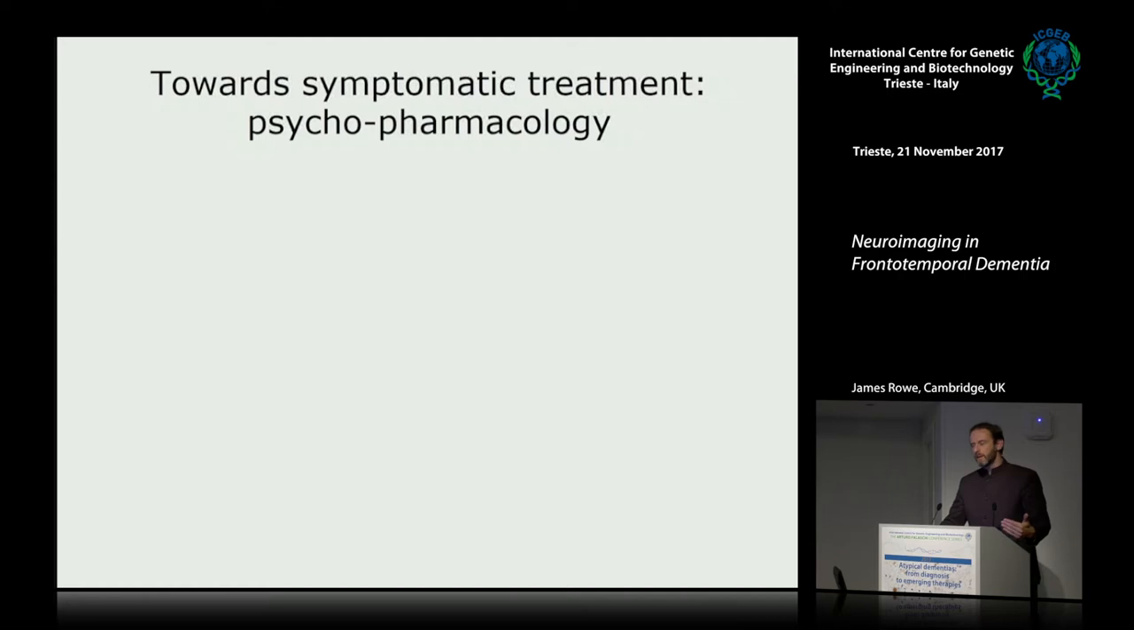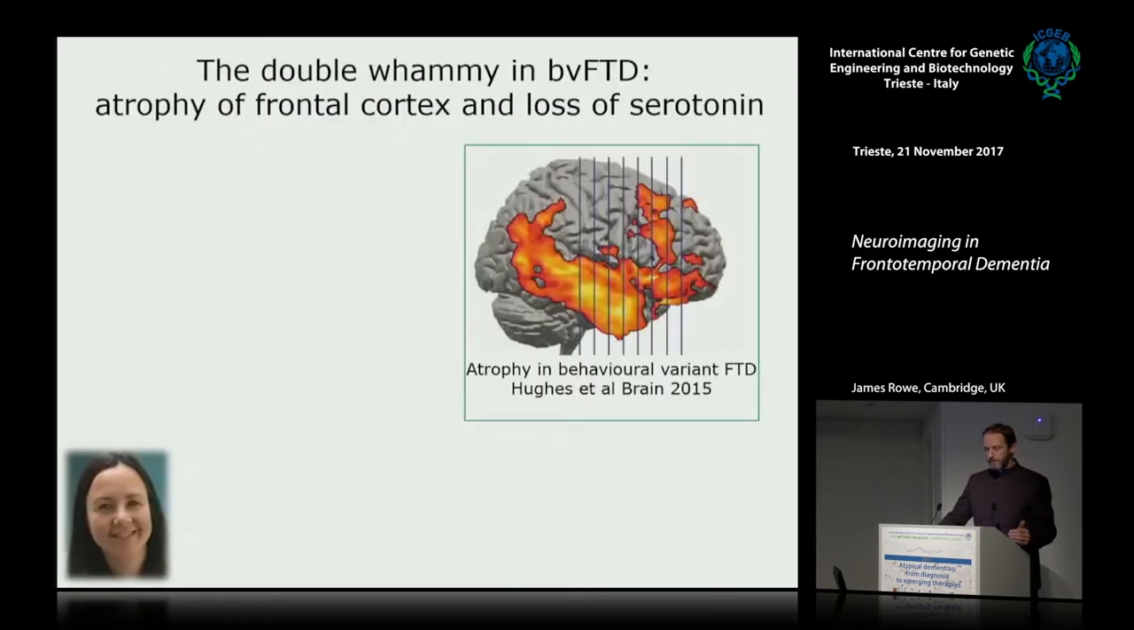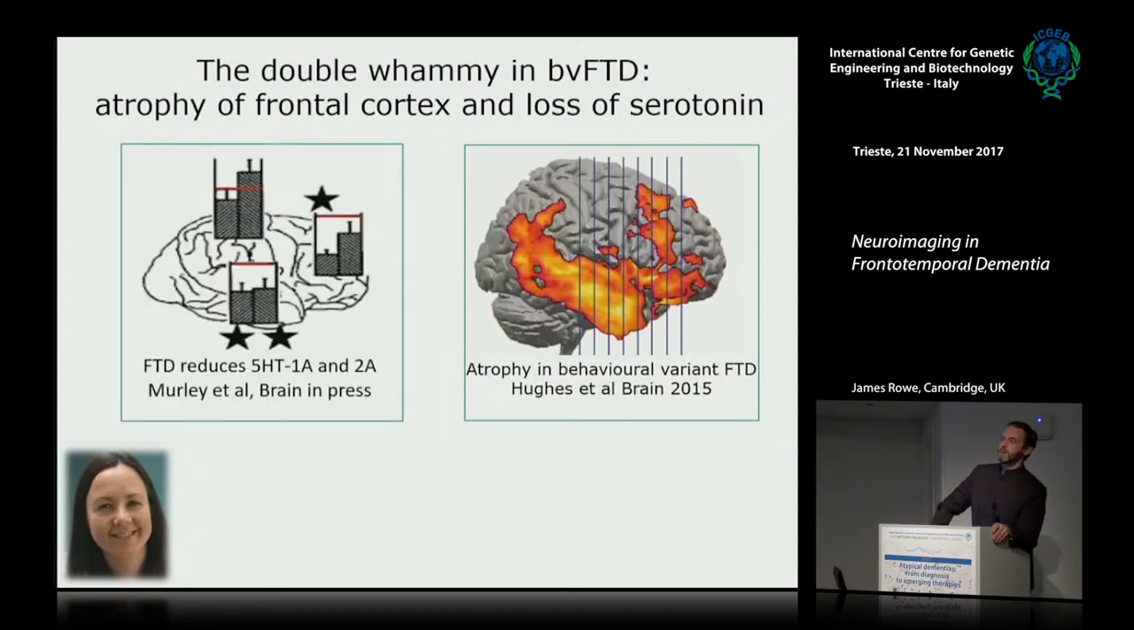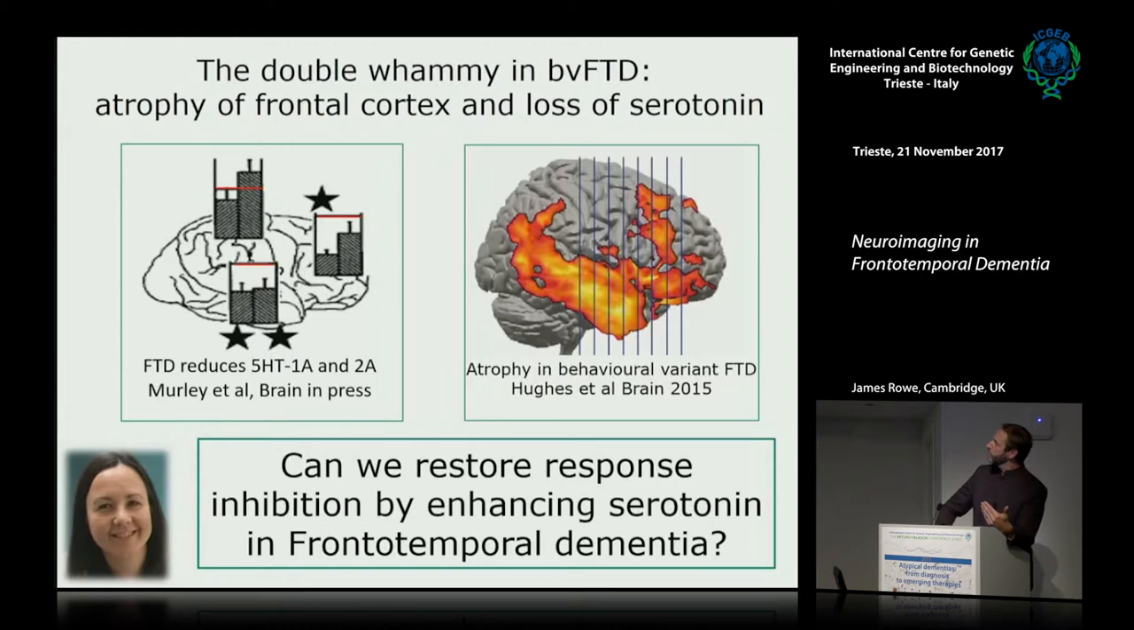I'm going to move to how imaging can help facilitate symptomatic treatments, particularly with psychopharmacology. We'll all be familiar with the frontotemporal atrophy in behavioural variant FTD. From my point of view, there's not much we can do to reverse that atrophy. You might try and prevent it, but you certainly can't reverse it. But what you may not know is there's a marked serotonergic deficit in the frontal and temporal lobes. That is potentially amenable to restoration pharmacologically. So one has the hypothesis perhaps that one could restore an inhibition deficit, we're focusing on inhibition, by enhancing serotonin.